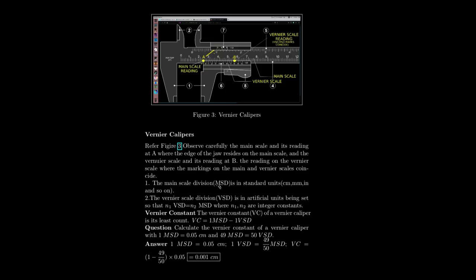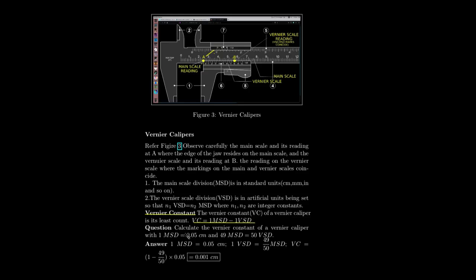The main scale division or MSD is in standard units, millimeter, centimeter, inch, and so on. The vernier scale division or VSD is in artificial units, being set so that N1 VSD equal to N2 MSD, where N1, N2 are integer constants. Vernier constant VC of a vernier caliper is its least count. VC equal to 1 MSD minus 1 VSD.